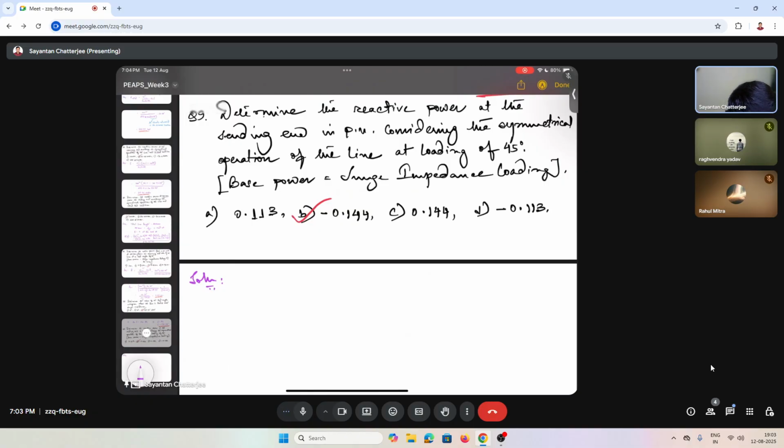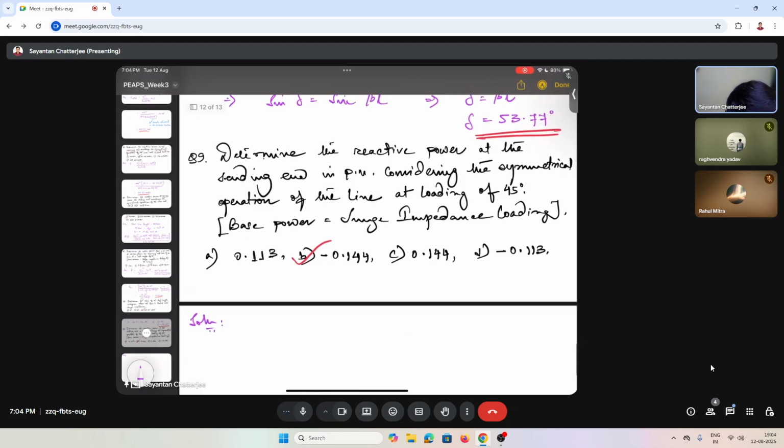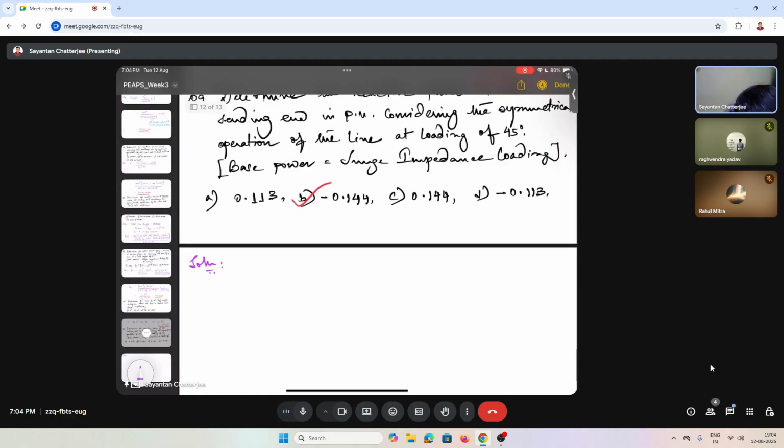So let's solve it first. Given symmetrical operation, what we can do is the reactive power at the sending end. So the answer is required in per unit, right? So directly we can get the value in per unit.